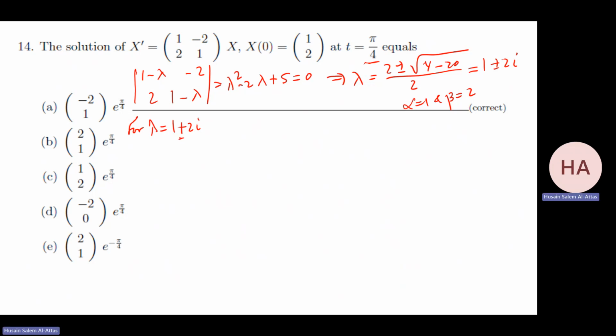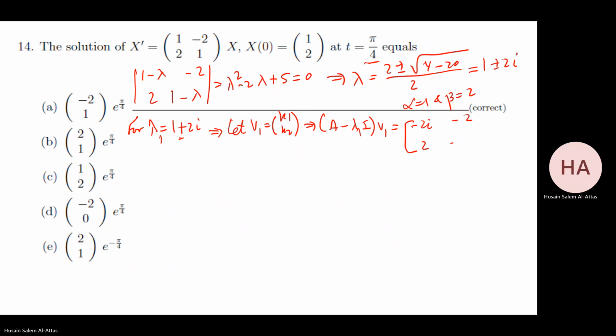So I have the system. I let v1 be k1, k2, and I get what? A minus lambda 1 I times v1. That will be what? 1 minus 1 minus 2i, that is minus 2i, minus 2, 2, 1 minus 1 minus 2i, minus 2i again, times k1, k2 equals 0, 0.